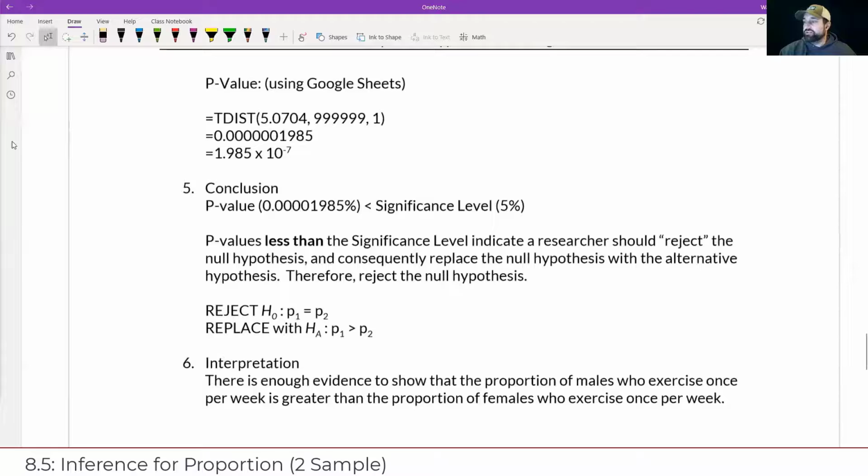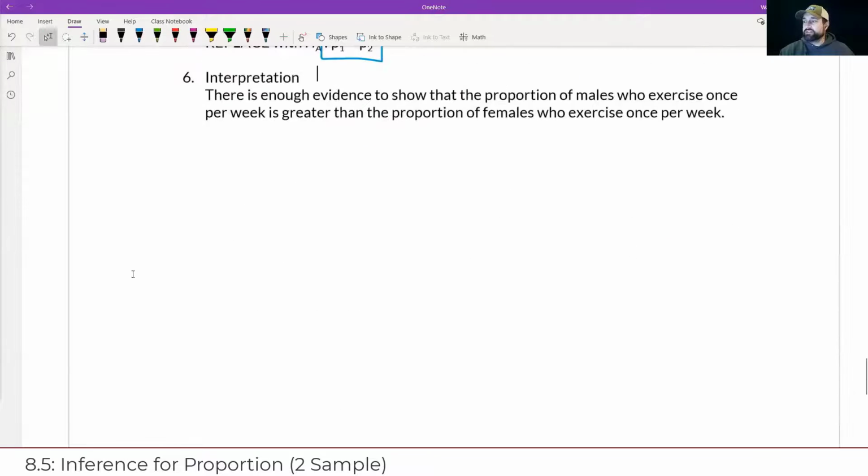So we take that 5.07, we plug it into Google Sheets, and look at the area that we get. Very, very small area. So because that p-value is much lower than our significance value, that's good for us. That means that we get to reject the null hypothesis and replace it with our alternative hypothesis. So we can say, yes, there is enough evidence to show from our sample that the proportion of males who exercise once per week is greater than the proportion of females who exercise once per week at the 5% level.